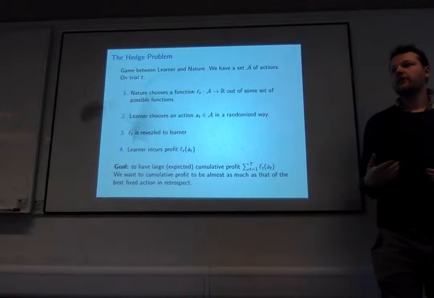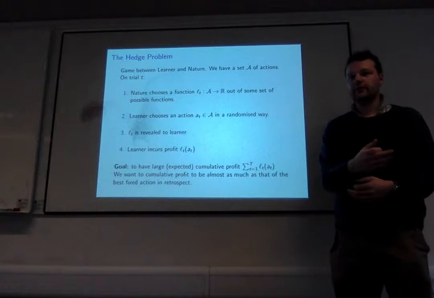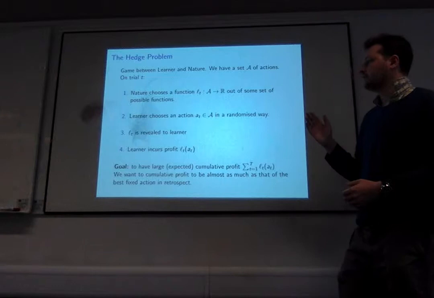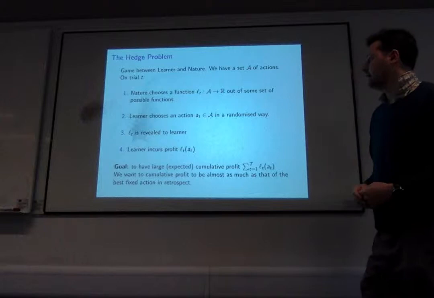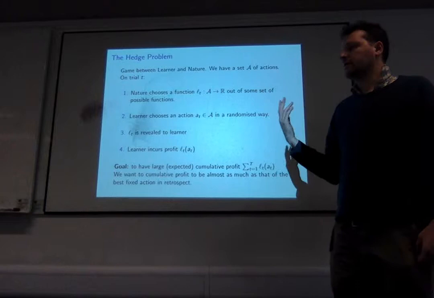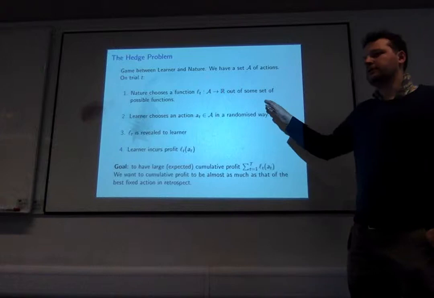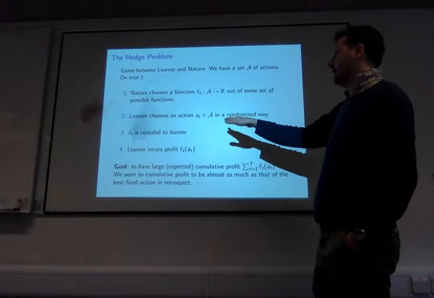Learning proceeds in trials: trial 1, trial 2, trial 3, going on. On every trial t, nature chooses some function L_t that maps the actions into numbers. So the profit from selecting an action a at time t will be L_t(a). This function L_t comes from some set of possible functions that nature is free to choose. But nature doesn't tell the learner yet what this function is. Then the learner has to choose some action, a_t, possibly in a randomized way.